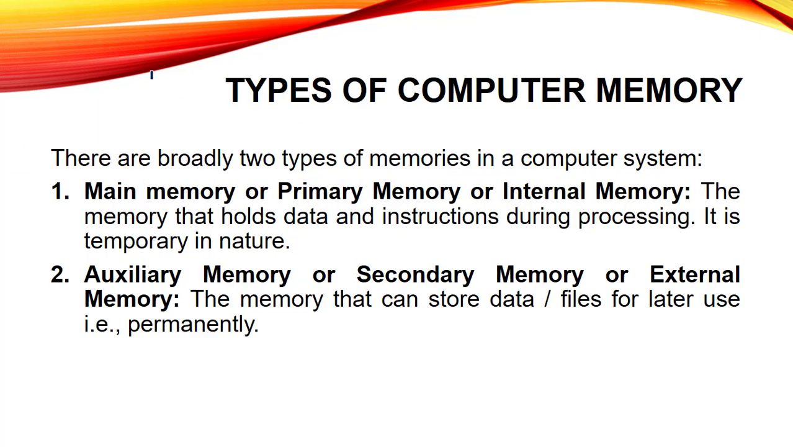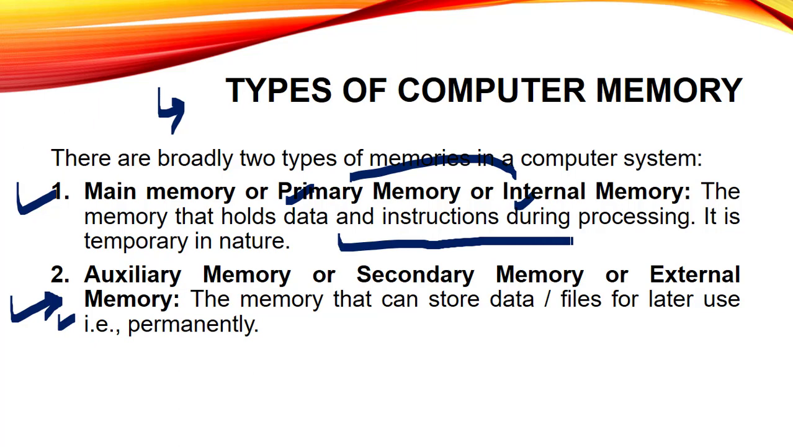Now we have to discuss the types of computer memory. Well, our computer memory is of two types, that is main memory and auxiliary memory. This main memory is also termed primary memory or internal memory. Now the memory that is available with the processing chip or the motherboard is termed the main memory of the computer, whereas the extra piece of memory that we plug into the motherboard is termed the auxiliary memory. The memory that holds the data and instructions during processing is called main memory.